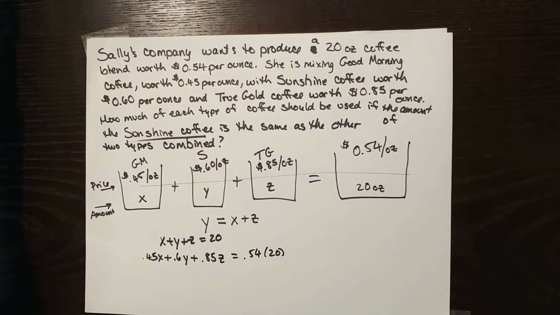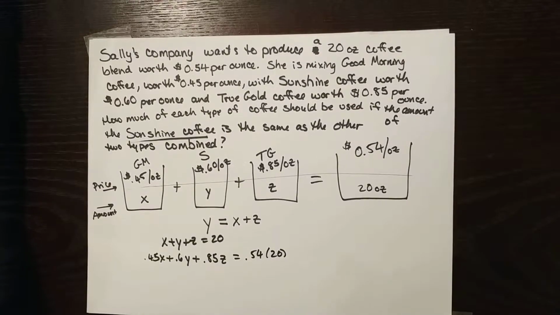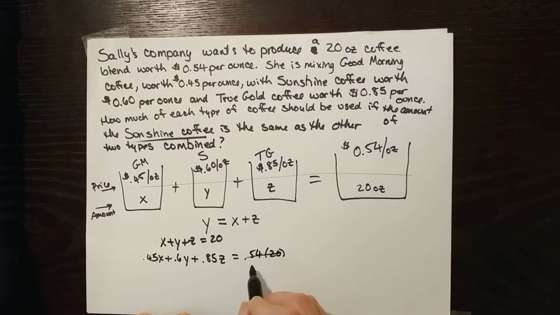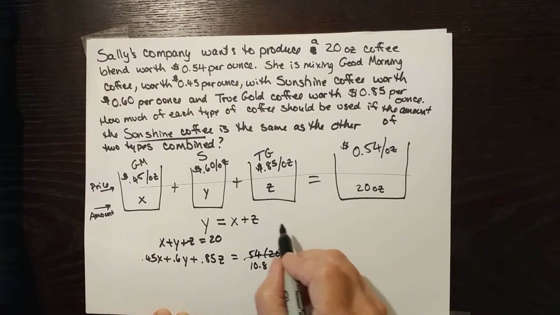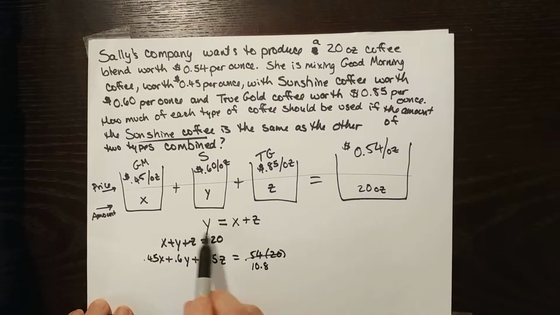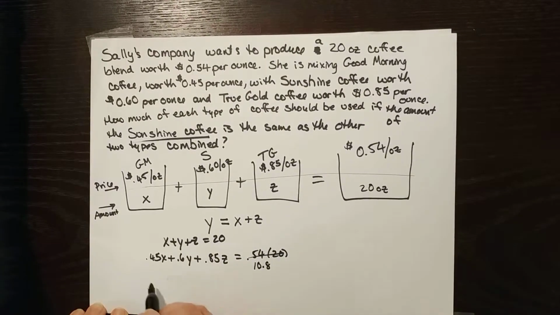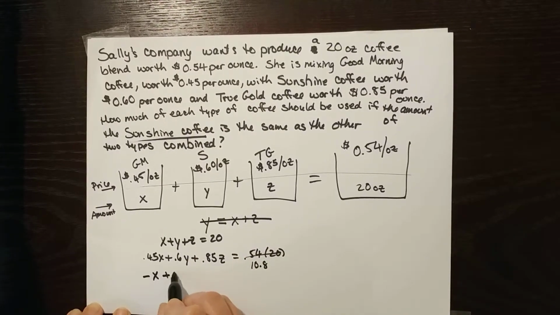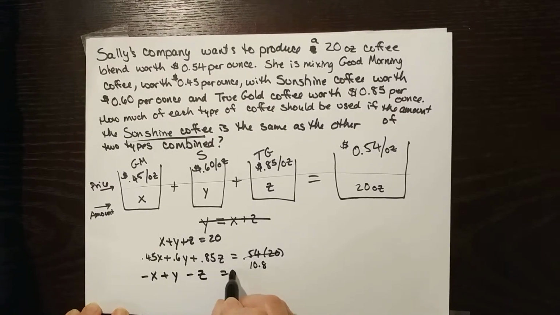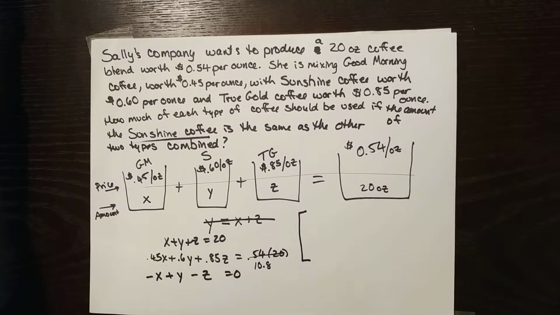So now I have my three equations, but I'm going to clean them up just a little bit. And 0.54 times 20 is equal to 10.8. I used my calculator to figure that out. So now if I was going to shape this top equation, I'm going to move X and Z to the left. And so I could rewrite this top equation as negative X plus Y minus Z is equal to 0. So I choose to use reduced row echelon form because we've been studying that.